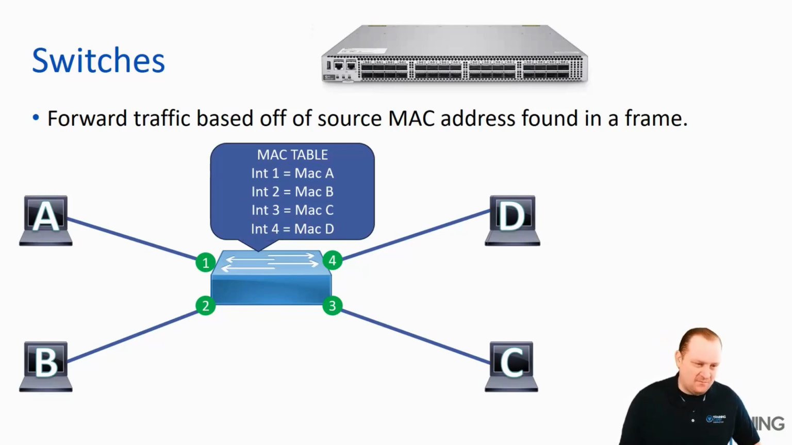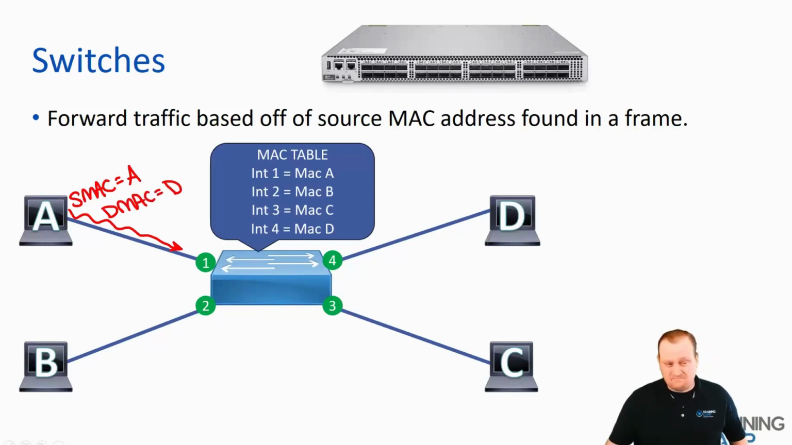This is important because let's imagine a little message is coming down this wire on the left-hand side, and if you were to look in the frame header, it says source MAC equals A, destination MAC equals D. This message comes into the switch, and the switch says, which way should I send it? Should I send it to port 2? Should I send it to port 4? Should I send it to port 3? Which way should it go?